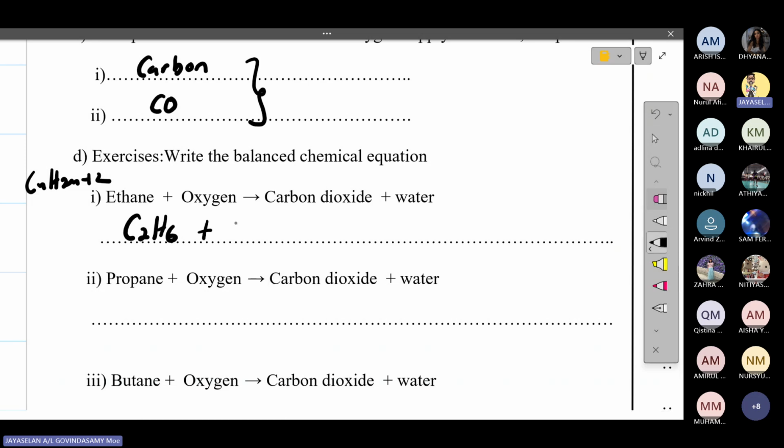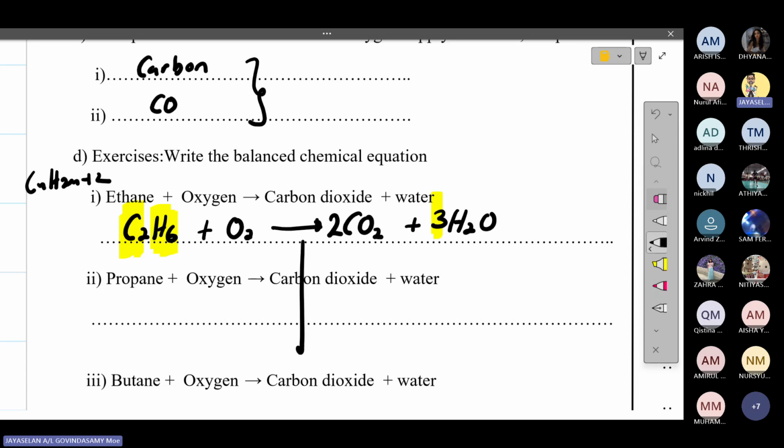Ethane, right? Plus oxygen. Okay, what product will you get? Carbon dioxide and water. Okay, how to balance the equation? Always balance carbon first. Carbon 2, I put carbon 2. Then I balance hydrogen. Hydrogen 6, hydrogen 3 times 2, 6.